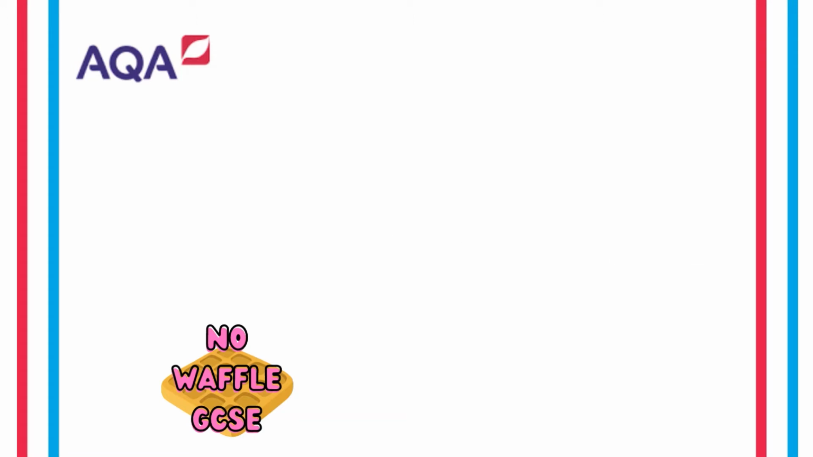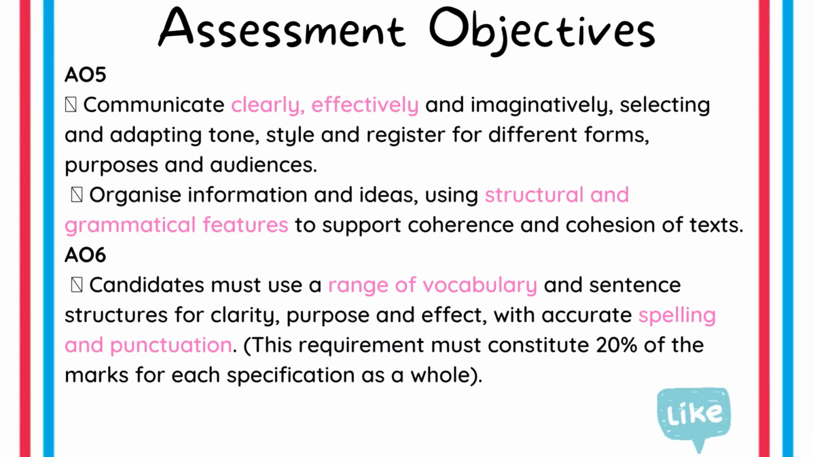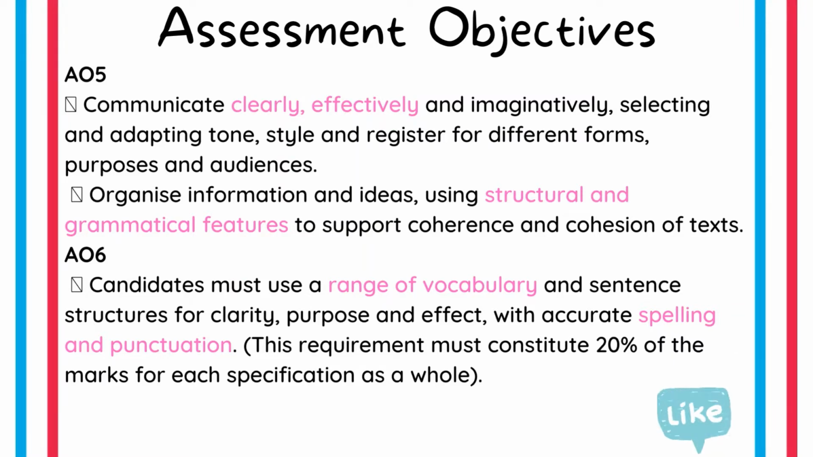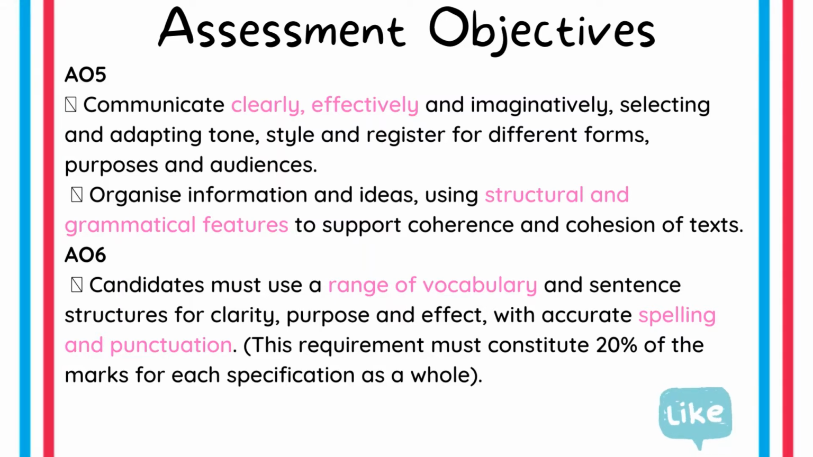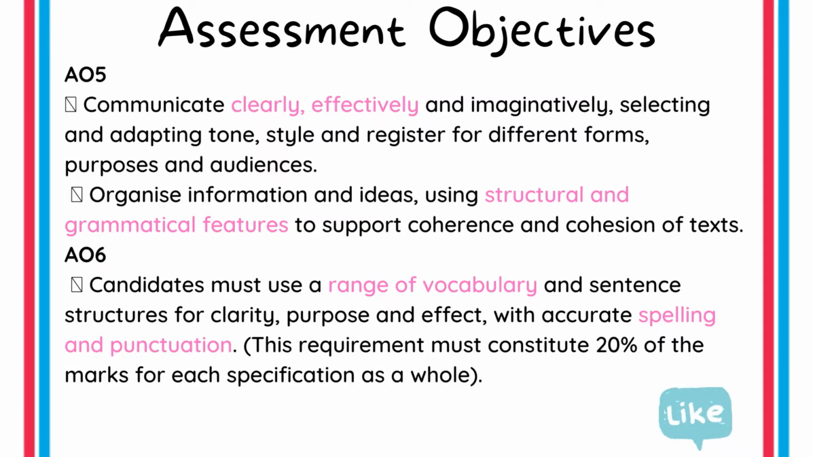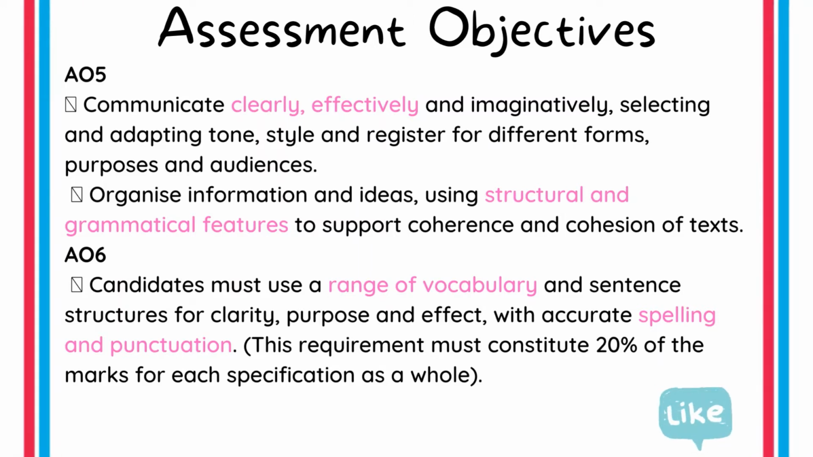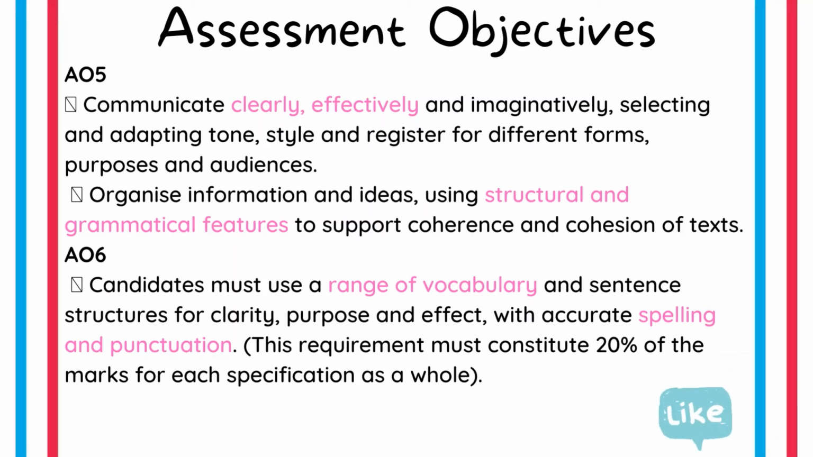So for Paper 1, Section B, there's two assessment objectives that you need to keep in mind, AO5 and AO6. Now, this is much different to all of the other assessment objectives since this is language creative writing. AO5 is being able to communicate clearly, effectively, imaginatively, adapting tone, style, and register, and basically using your creativity in the best way possible. Also, your ability to organize information and provide some structure to your writing as well.